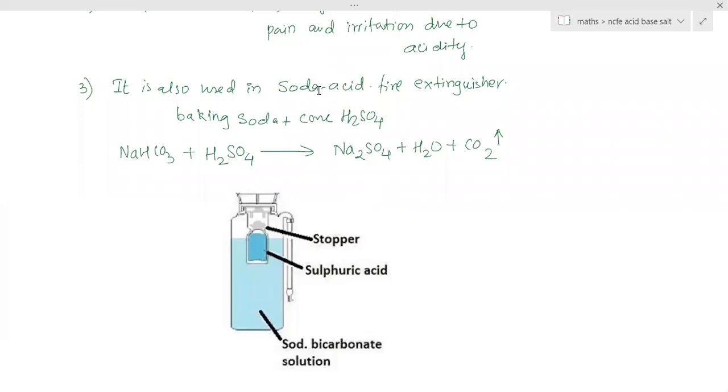Ma'am, baking soda is a salt or is it a base? Sodium carbonate. Baking soda is basic in nature. It is a salt, but it is a basic salt. Yesterday we have seen the types of salts: acidic salt, basic salt. So out of that, it is basic.